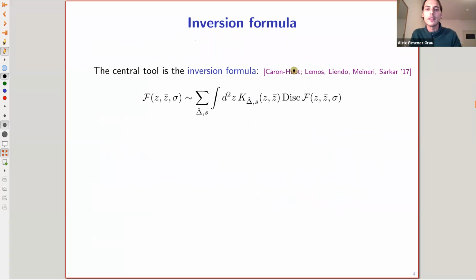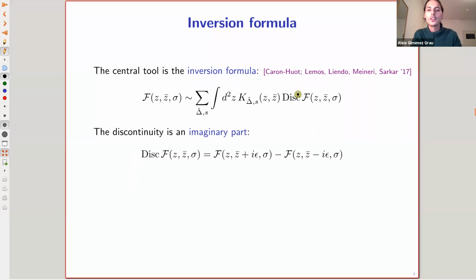So this is a formula derived by Simon Caron-Huot, which tells you that from the discontinuity of the correlator, by computing some integral against some kernel and computing some infinite sums, you can reconstruct the full correlator again. So the discontinuity is just defined as usual in complex analysis. And the main point of this formula is that you only need the discontinuity to reconstruct the full correlator.